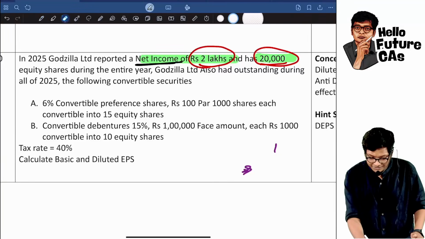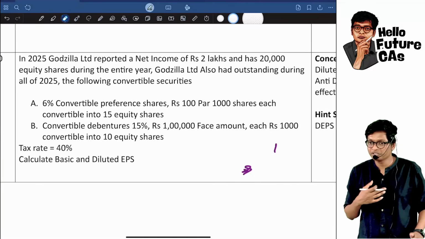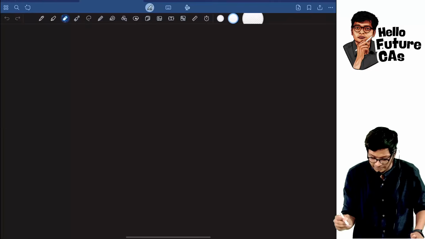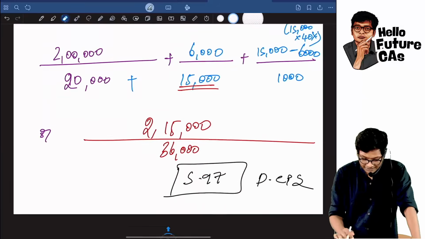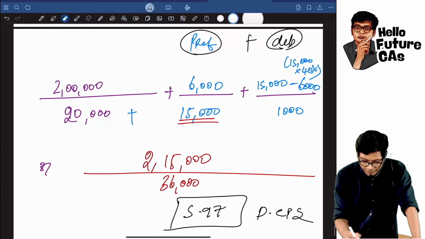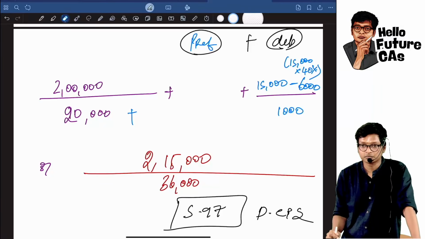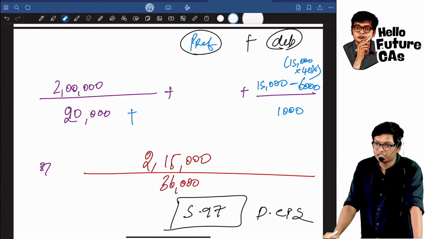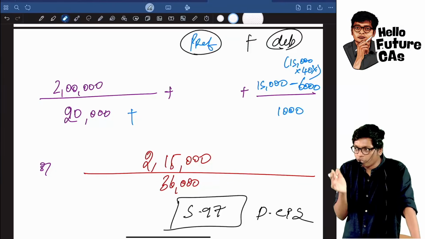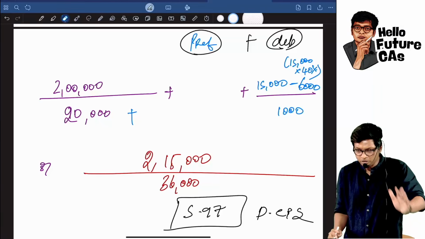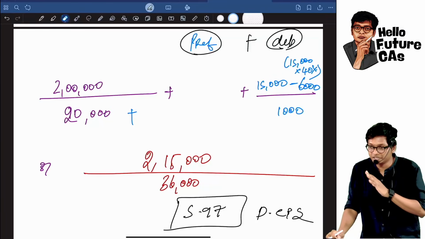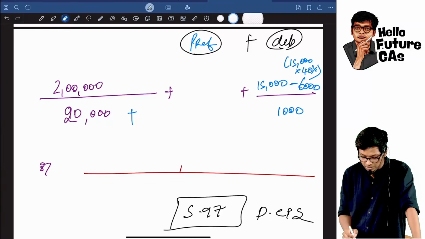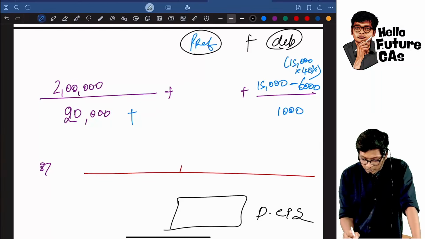Okay. Now, is this clear for all of you? Hello, all of you, is this clear, guys? Now, what I'm going to do in the same sum, no change. Preference sum, I'm removing. Are you following? I'm removing preference and keeping only debentures. Are you following, guys? And then I want you to compute how much we are getting, because most of us do diluted EPS like this, which is not correct at all. I want to do only by adding debentures. How much will you get in that case? Can you compute, guys?